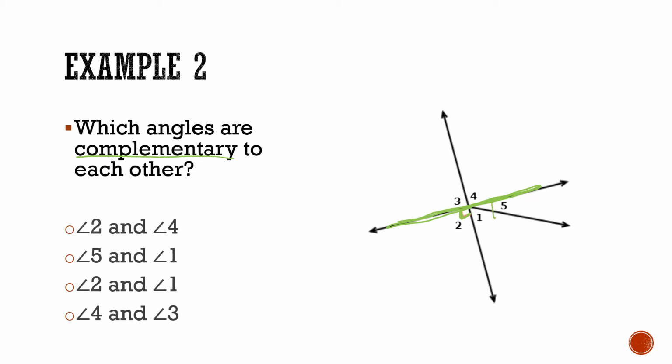So that means angle 5 and 1 together create a second 90-degree angle. So again, if two angles are making 90 degrees, then they are complementary. So we could say angle 1 and 5, which is answer choice B.